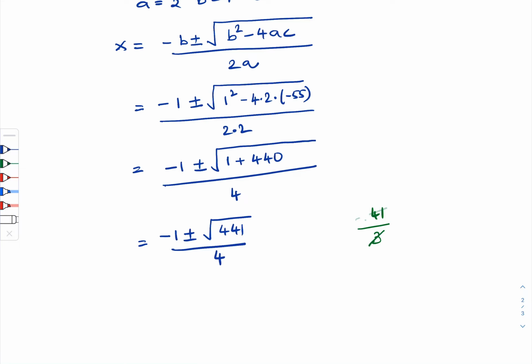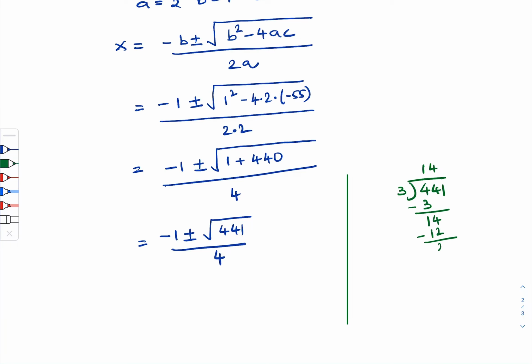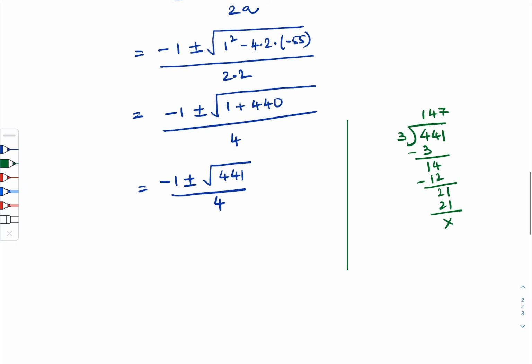So let me just do a proper division and not do the shortcut method. Okay, 441 divided by 3. So 3 times 1 is 3. I have 1 left over, pull the 4 down. 3 times 4 is 12. I have 2 left over, pull the 1 down. 3 times 7 is 21. Okay, so 147. So let's try to divide 147 by 3 again.